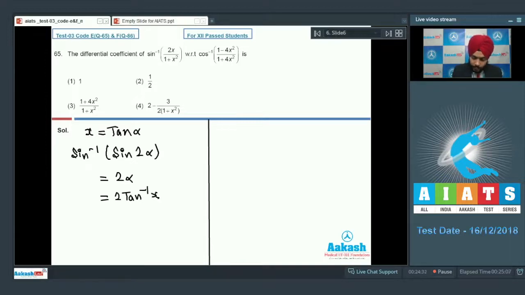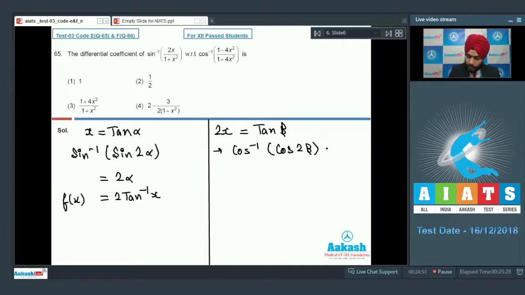Let it be f(x), okay? df(x) by dg(x) we'll have to find out. This is g(x). I'll put 2x is equal to tan beta. So this will be cos inverse 1 minus tan square beta upon 1 plus tan square beta, cos 2 beta, and that will be equal to 2 beta. So 2 beta is 2 tan inverse 2x, and that let it be equal to g(x).